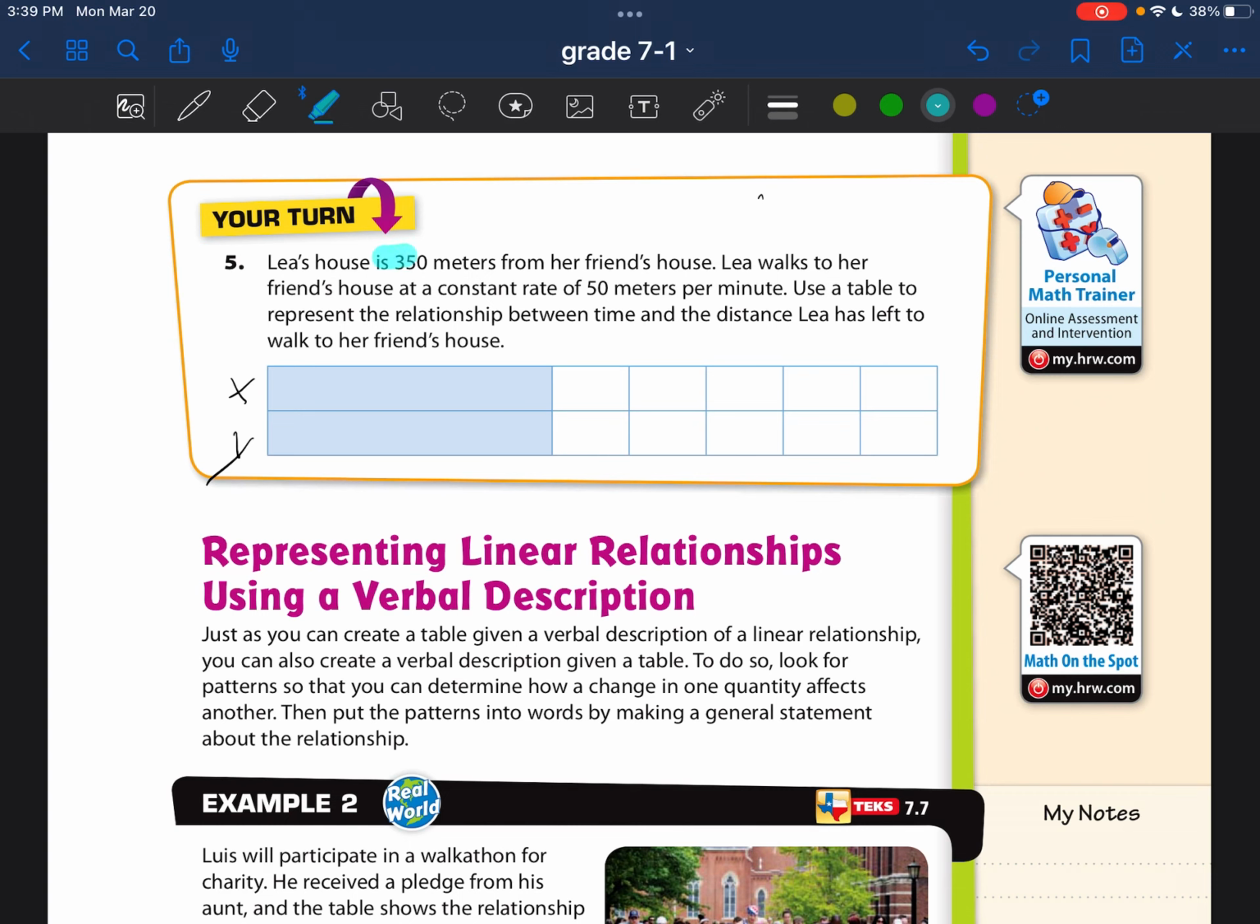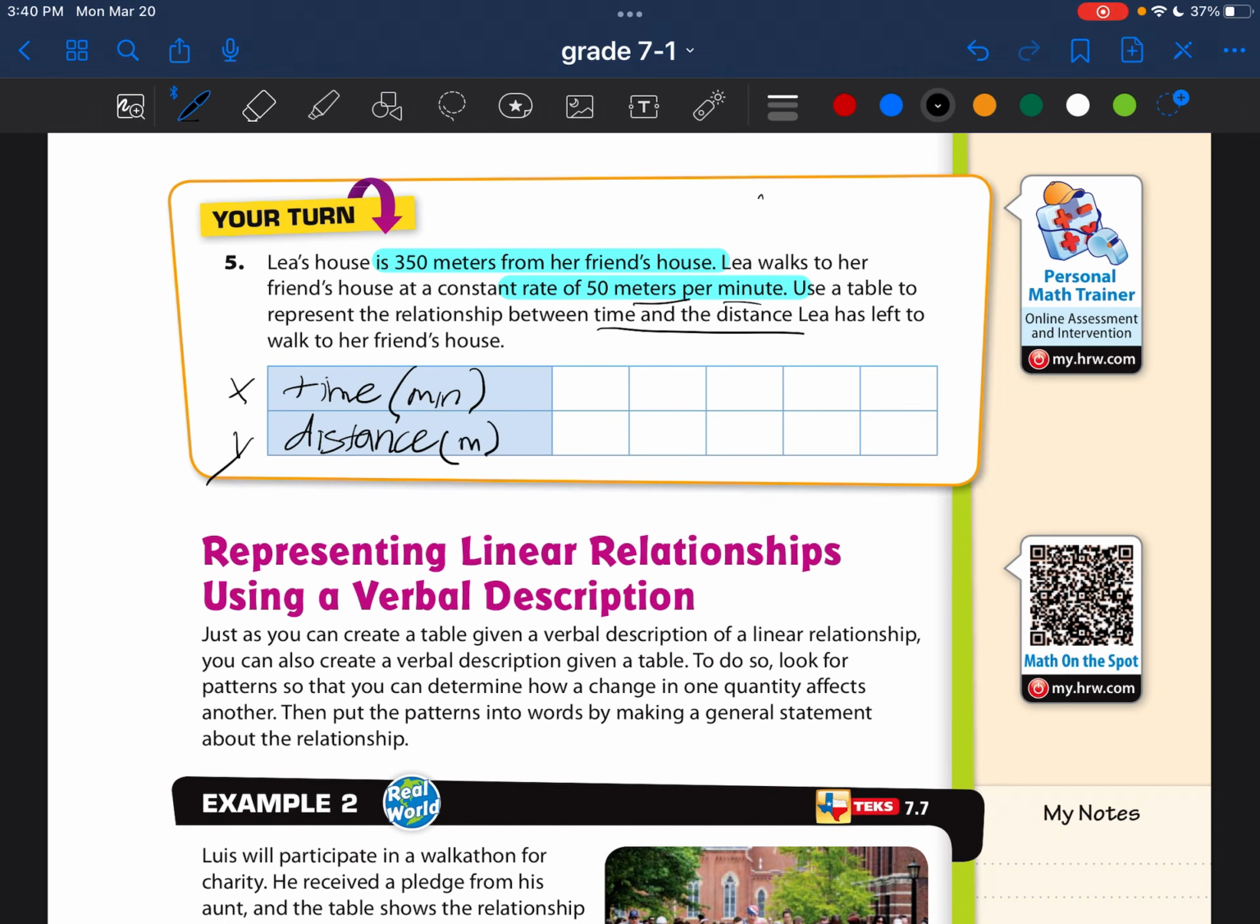Let's underline the important parts. We have 350 meters from her friend's house, and we know she walks at a rate of 50 meters per minute. Those are our important parts. It tells us what goes in the table here. We have time going up here, and we have distance. We're going to notate our time is in minutes, so I'm going to put min. And our distance is in what?